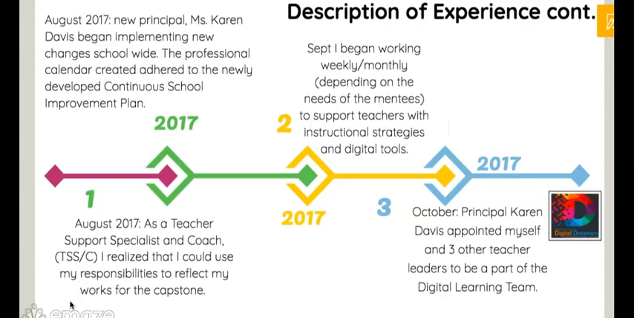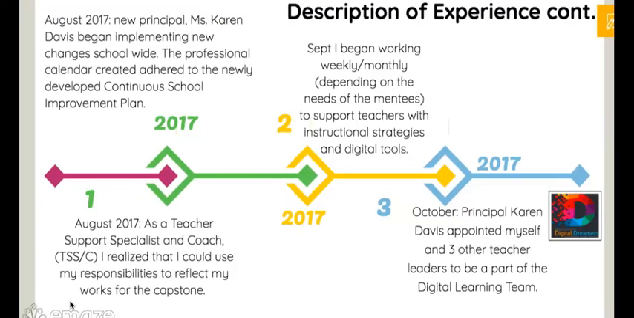As a teacher support specialist and coach, I realized that I could use my responsibilities in that to reflect my work for the capstone. I was previously assigned 4 teachers, 1 science, 2 ELA, and 1 connections coding class. I was responsible for mentoring these teachers. Through that experience as their mentor, I decided that I would provide assistance that all of them would need regarding lesson planning, technology integration, and other various tasks administration would ask the staff to complete.